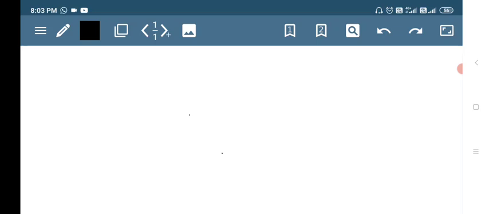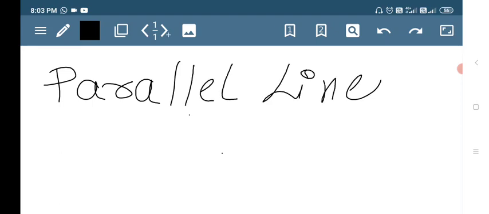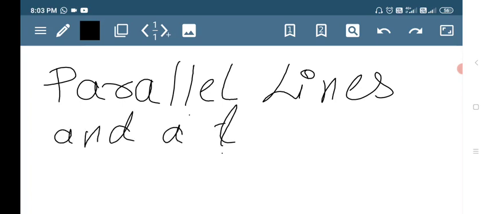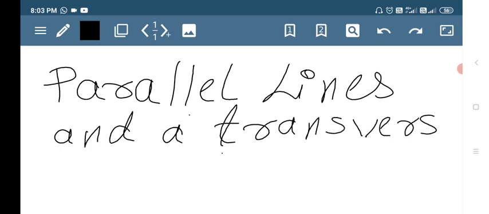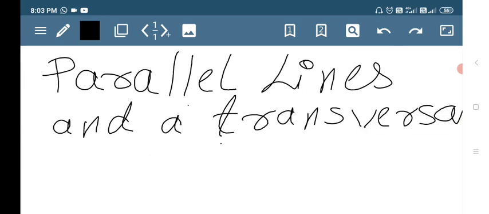After the completion of the first exercise of your lines and angles, now I am heading towards a concept called parallel lines and a transversal.